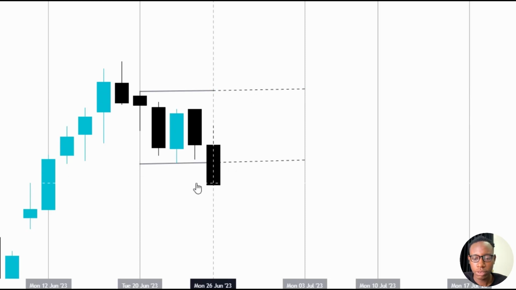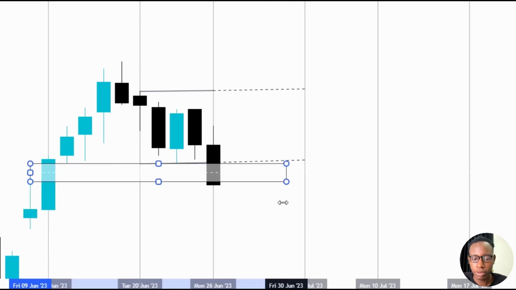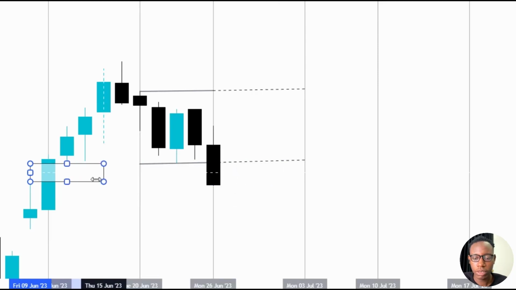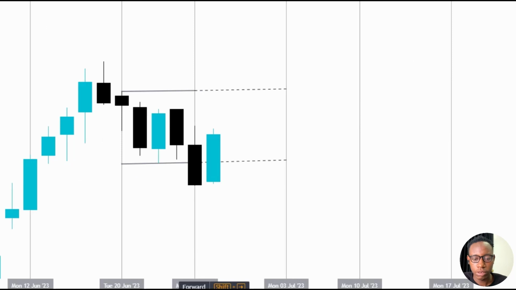If you notice on the left hand side, we have a fair value gap right here. We have a fair value gap sitting right here. So price may also return to react to that and return to the previous week high. If we continue playing, we have a close above this range. What we are expecting is a draw on liquidity towards the previous week high.